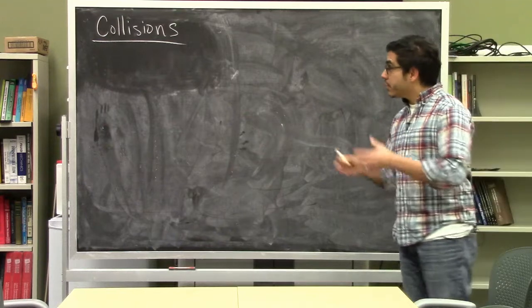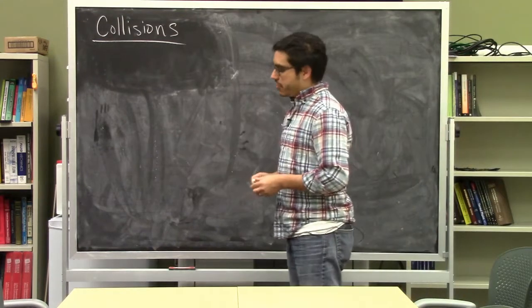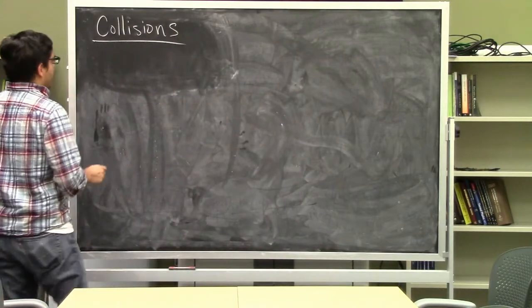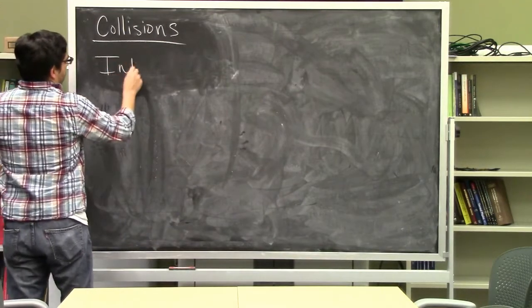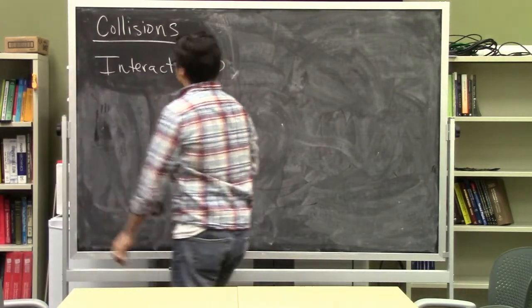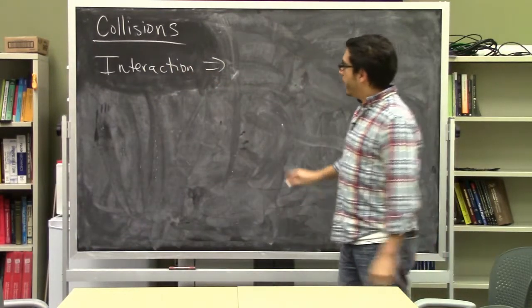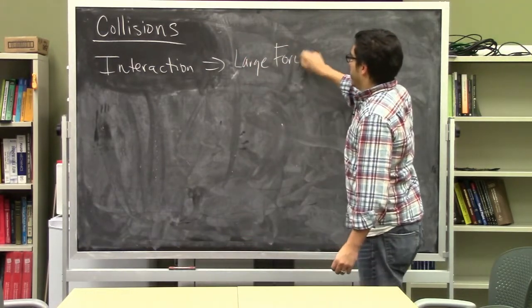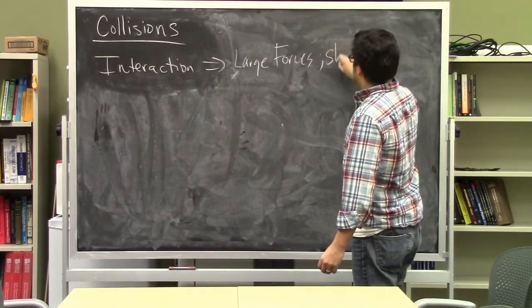All right, in this video we're going to talk a little bit about collisions. So the first thing we're going to try to do is define what a collision is. A collision is whenever you have an interaction between two or more objects where you have large forces exerted over short times.